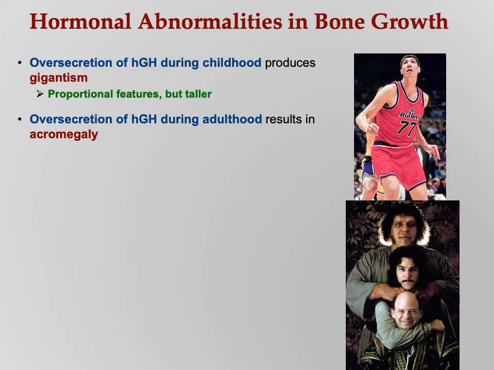In contrast, if you start over-secreting human growth hormone during adulthood, that results in something called acromegaly. Greek root words acros, high, and megalos, large. You'll be high and large. So remember, the epiphyseal plates close by around age 25. So what happens if you're secreting too much growth hormone after your epiphyseal plates close?